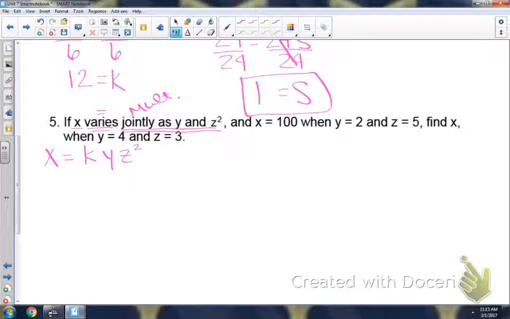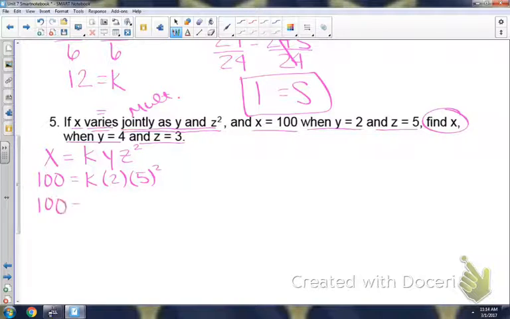It tells us x equals 100 when y equals 2 and z equals 5. Find x when y is 4 and z is 3. So we're going to plug in and find the constant starting out. So x is 100, y is 2, z is 5. Don't forget to square the z.